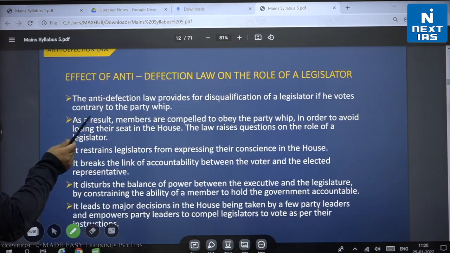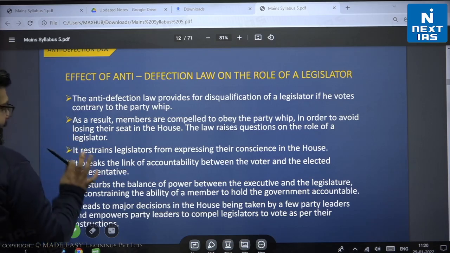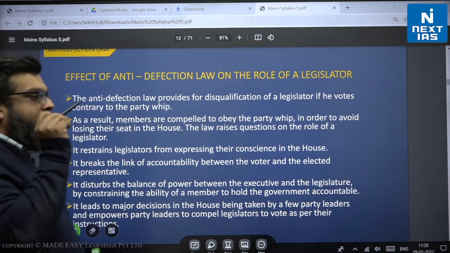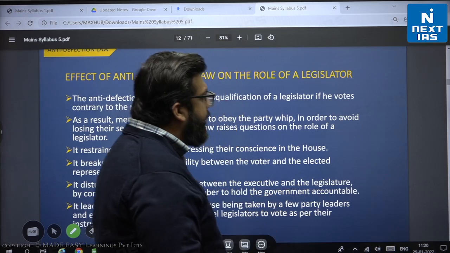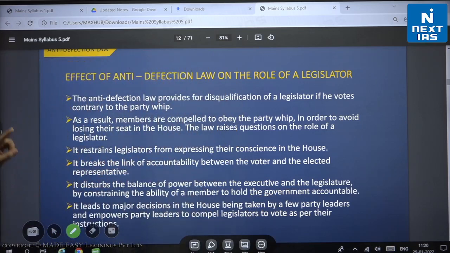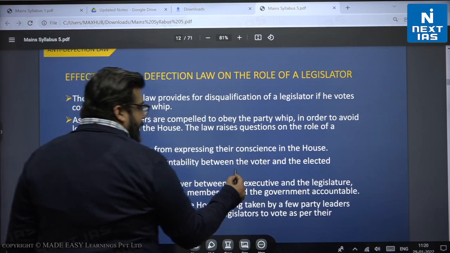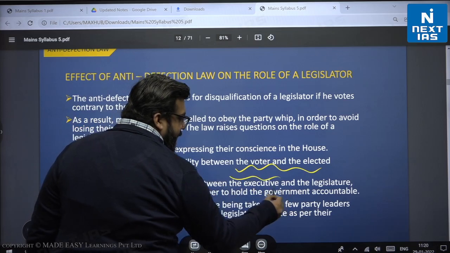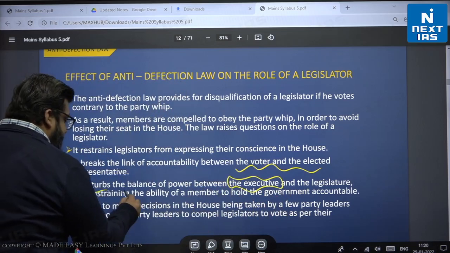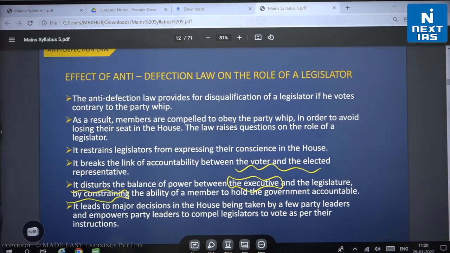Anti-defection law provides for disqualification if you vote against the party. इसका मतलब आपको जो whip issue हुआ है, you have to vote in accordance to that whip. As a result, you are forcing your MPs and MLAs to vote exactly how the whip wants you to vote. Therefore, your conscience, your independence has been restricted. And as a result, the accountability between the voter and the elected representative has been flawed, has been broken, has been disrupted. And that is why the balance of power between the executive and the legislature has become questionable.